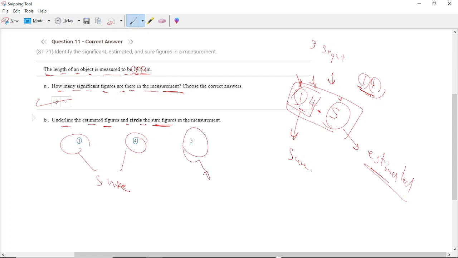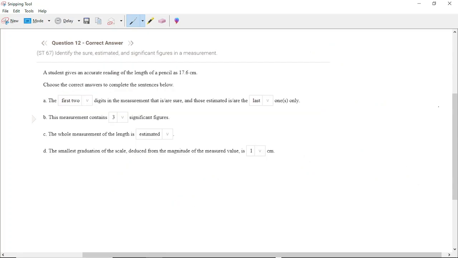And 5 is the estimated. Okay? A student gives an accurate reading of the length of a pencil as 17.6. Here, how many significant figures? I have 1, 2, 3. So I have 3 significant figures.